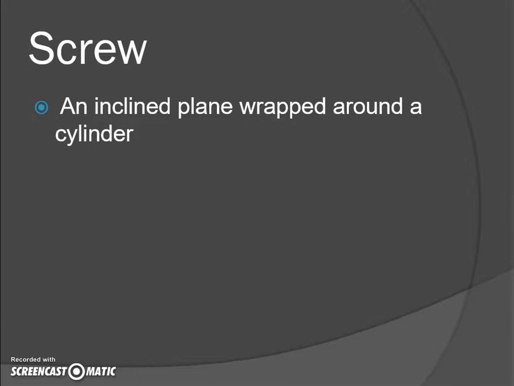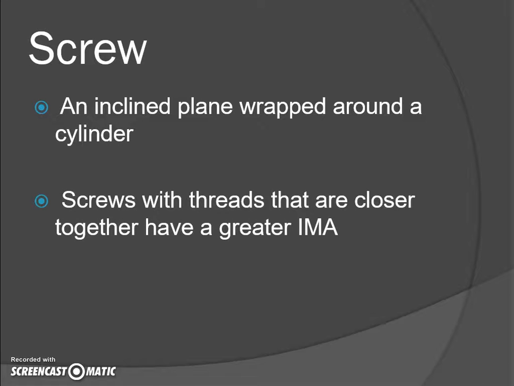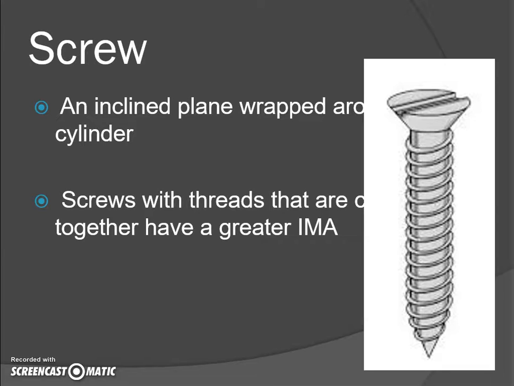A screw is another type of simple machine. It's an inclined plane that's wrapped around a cylinder. The threads that are closer together have a greater IMA, and then those that are farther apart have a smaller IMA. And here's an example.